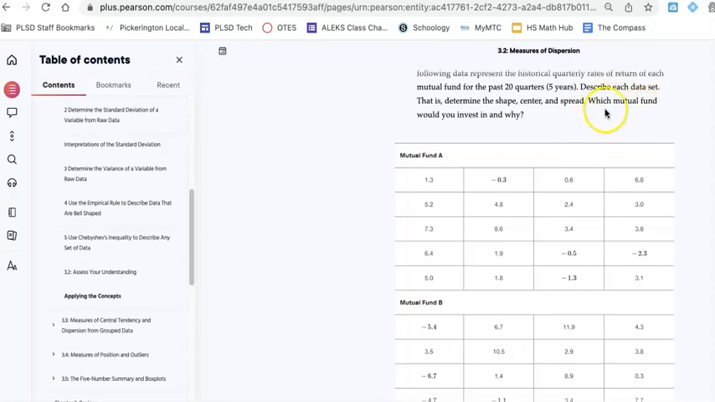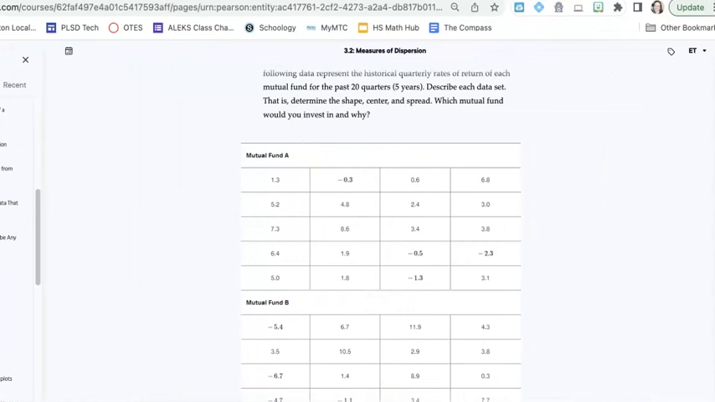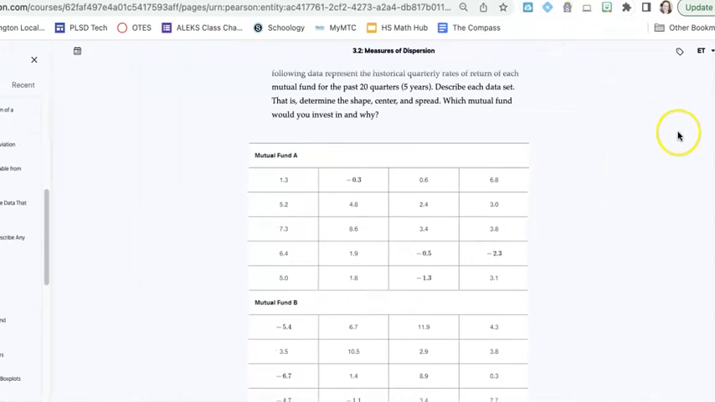Then, based on that data, you choose which mutual fund you want to invest in and why. So the key is backing your answer up with statistical evidence. That's what's important. That's what shows whether you really understand it or not.